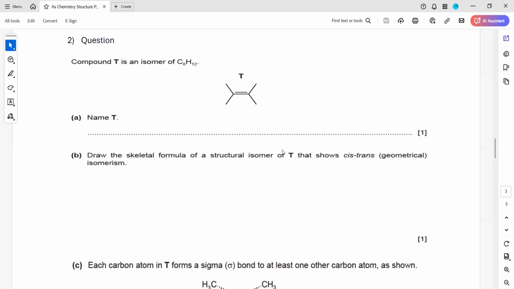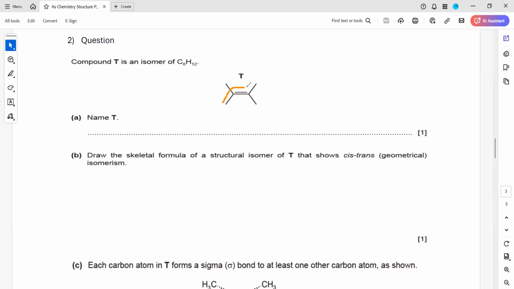So the second question related to the structure pop quiz 16. The compound T is an isomer C6H12. Name the T. How do we name a compound? We select the longest carbon chain and the numbering should start from the nearest double bond or a branch.